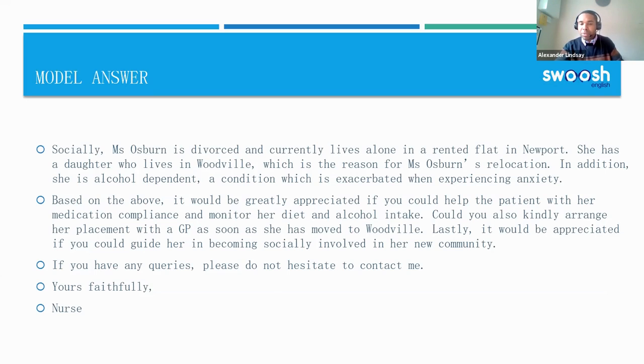So it's not just the same cohesive devices, but the variety: consequently, in addition, however, therefore, and the use of punctuation as well. We've got the semicolon before however, followed by the comma. And also, because the letter is more cohesive and the information is linked more successfully, the letter is actually shorter as well.